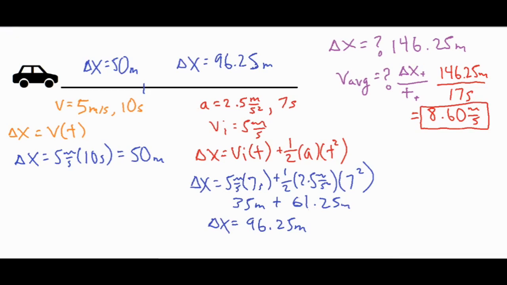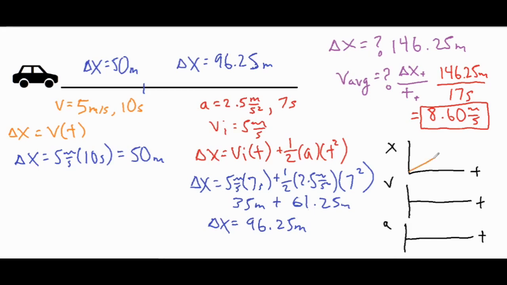Now, if we were to draw the graphs for this type of motion, it would look something like this. So we would have a position versus time graph, a velocity versus time graph, and an acceleration versus time graph. If I were to sketch those, we would have a constant velocity portion that is moving forward, so it's going to have a constant positive slope. And then for the second portion, when it's accelerating, it's going to start off with the same slope because it starts off with 5 meters per second, but it's going to accelerate. So that slope is going to get progressively steeper for the second portion.